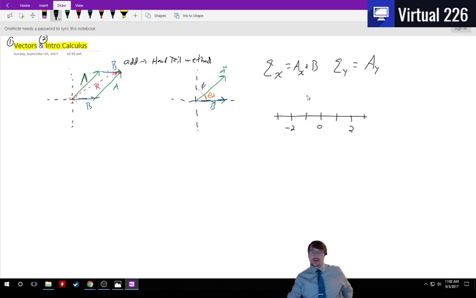Whenever you're adding, like, 1 plus 2, what you were truly adding, if you think about it, was 1 plus 2. And then that gave you some resultant of 3. And this is actually the head-tail method. So this is what we're trying to do.